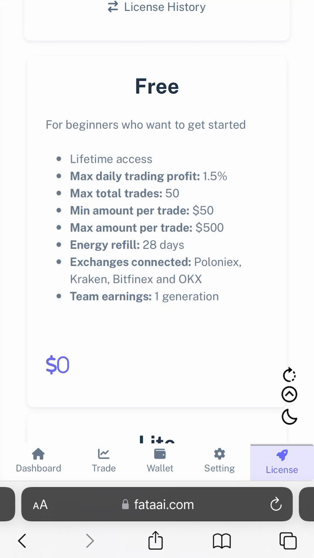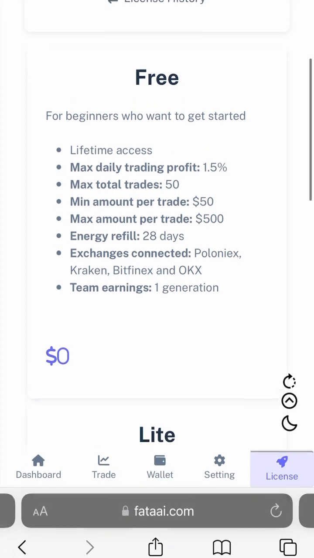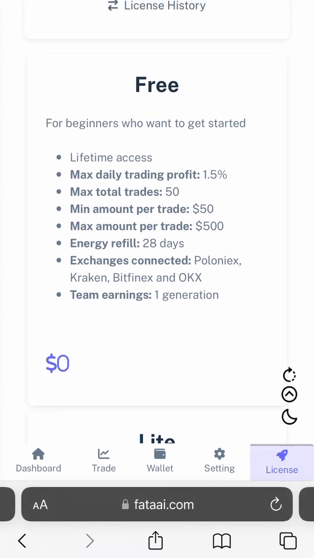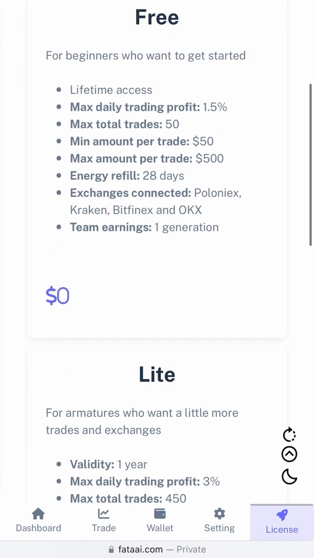It's free, lifetime, and you can only make a maximum trade profit of 1.5%. That's to say you cannot make more than 1.5% profit every day. So if you trade 0.5, then 0.6, that is already 1.1. You can't trade anything above 0.34 to make it 1.5. Once it is up to 1.5, you can't trade again.